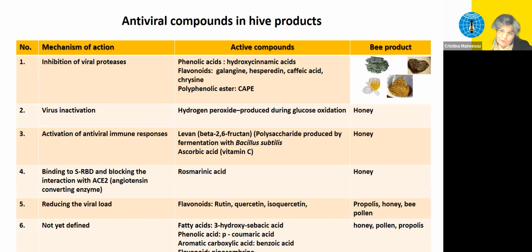You will see in the following presentation probably the level of quercetin in propolis, but also in honey and bee pollen. Mechanisms that have not yet been defined are some related to the fatty acids in honey, the 3-hydroxysebacic acid. Also, we know that honey is credited with no fats, no lipids in it. The phenolic acids paracumaric acid and benzoic acid, we know, are also antibacterial and antifungal agents.